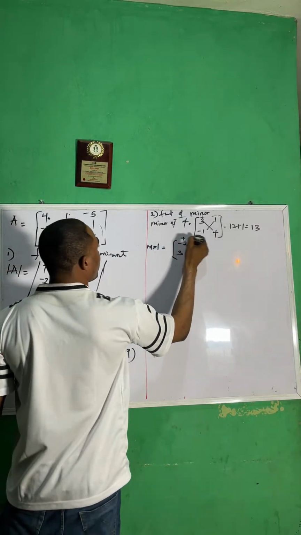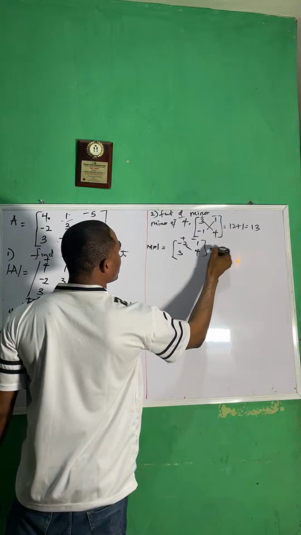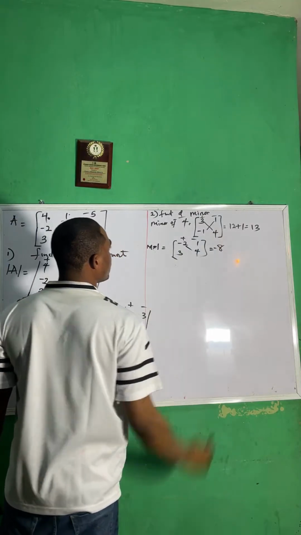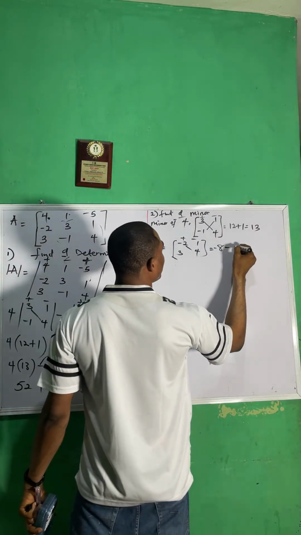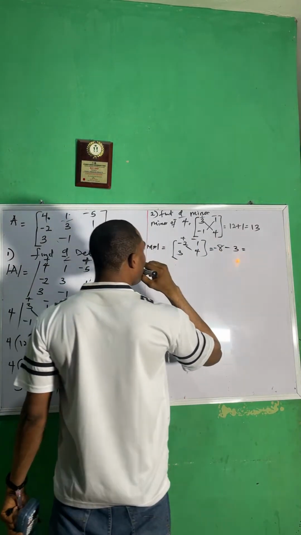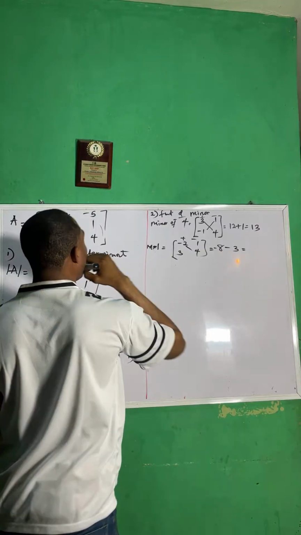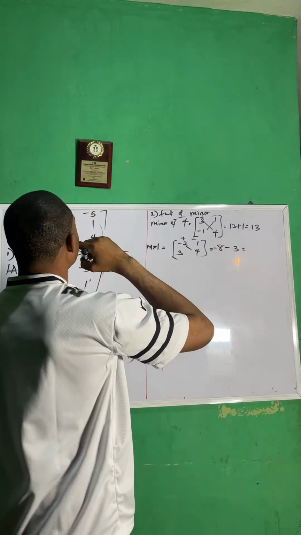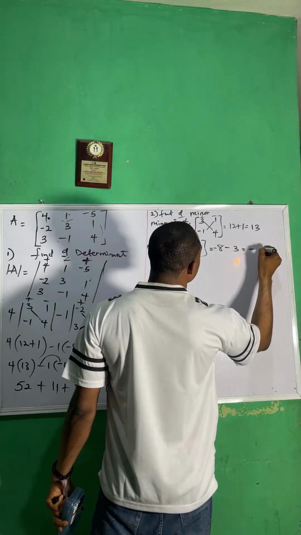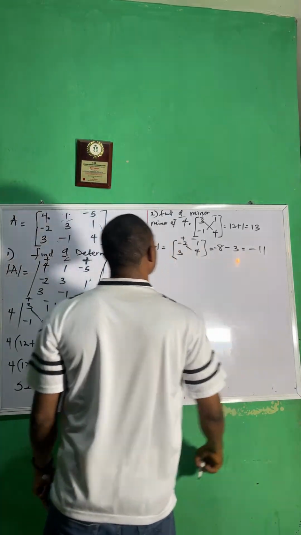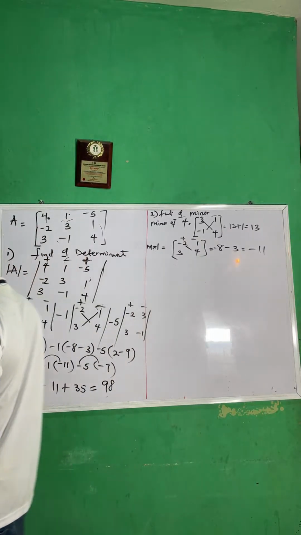So plus or minus the determinant again. 2 times this, I'm having minus 8. Minus 2 times 4 will give you minus 8. Minus 1 times 3 will give you what? 3. So the minor of 1 is minus 11. The minor of 1 is minus 11.